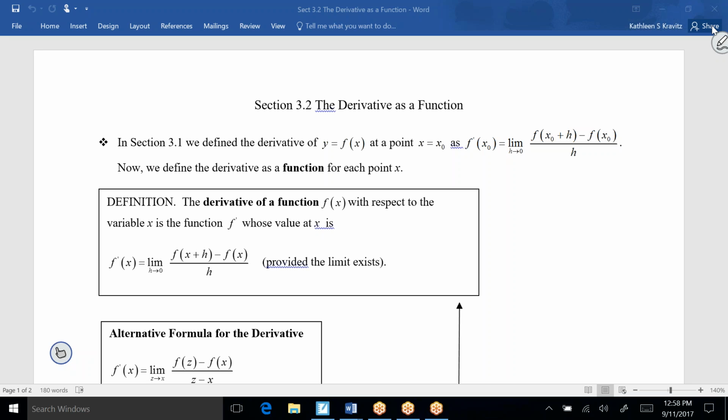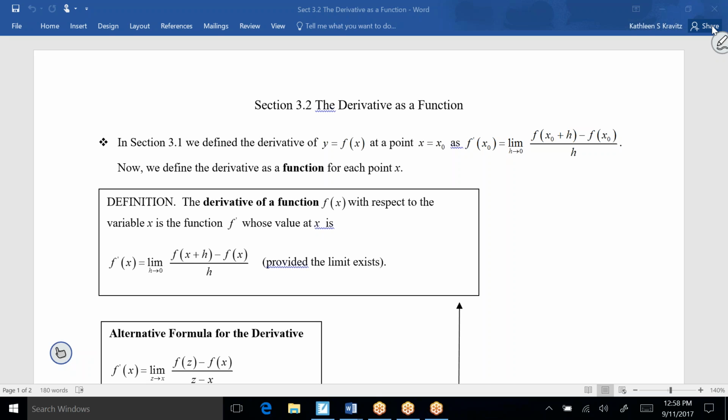And here it says that we talked about the derivative at a point, x is equal to x sub 0, but now we're going to define the derivative as a function of each point of x instead of talking about a specific point and looking at it from a specific point. So here's our definition. And again, we're calling it a derivative now.